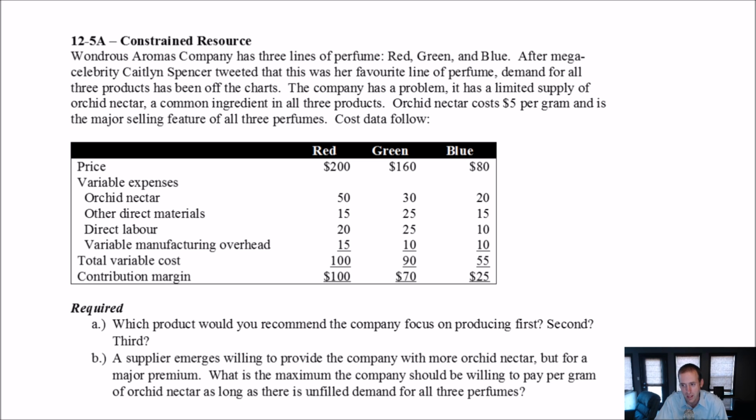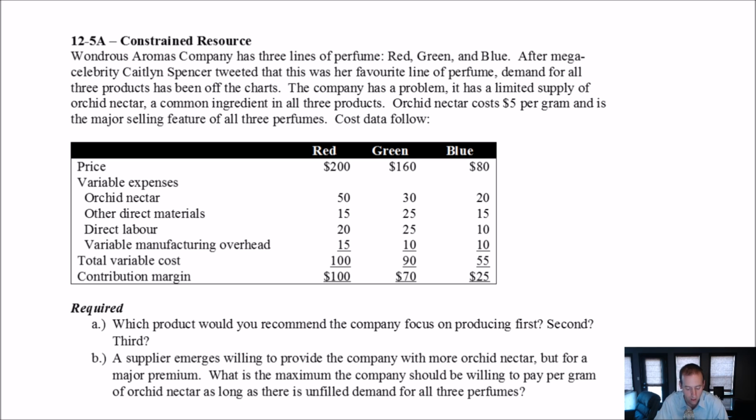Again, a nice dilemma to have. We can see it in real companies as well, where they absolutely are not able to meet demand. What should they do? So here's the problem. Wondrous Aromas Company has 3 lines of perfume: red, green, and blue. After mega celebrity Caitlin Spencer tweeted that this was her favorite line of perfume, demand for all 3 products has been off the charts. The company has a problem. It has a limited supply of orchid nectar, a common ingredient in all 3 products. Orchid nectar costs $5 per gram and is the major selling feature of all 3 perfumes.